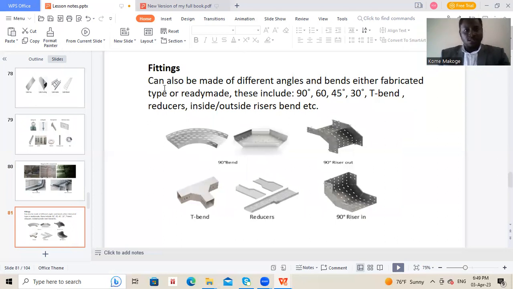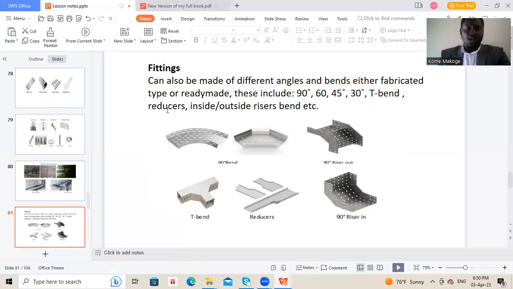So fittings can also be made up of different angles. So we have them either fabricated or ready-made. In this case, they all depend on the project as well. If the project specification states that all the fittings are going to be ready-made, as such, we are going to bring all our fittings ready-made. It will either be 90-degree, 60-degree, 45-degree, or 30-degree, and even T-bends.